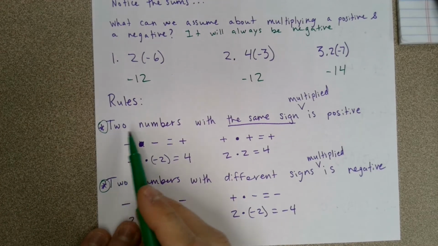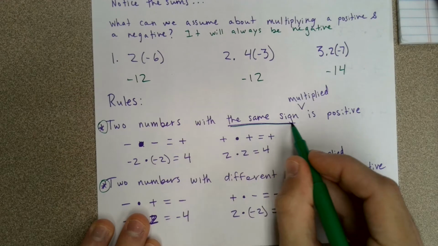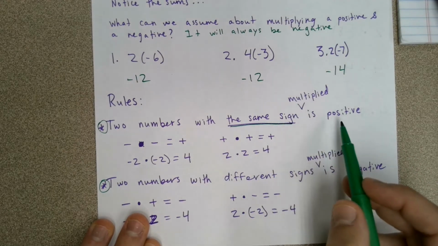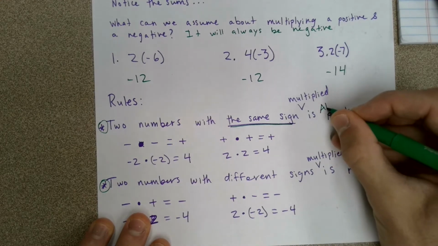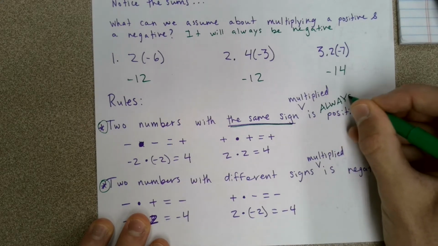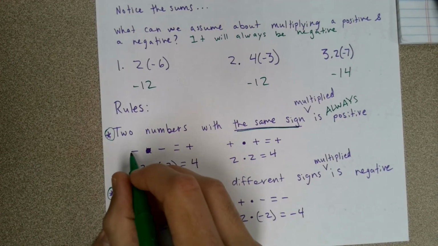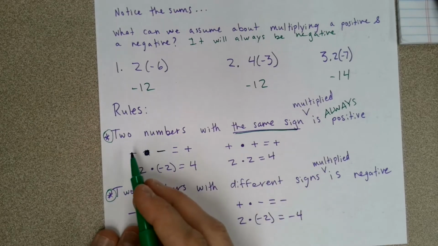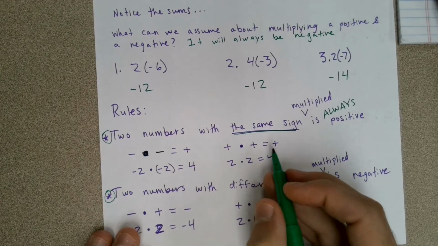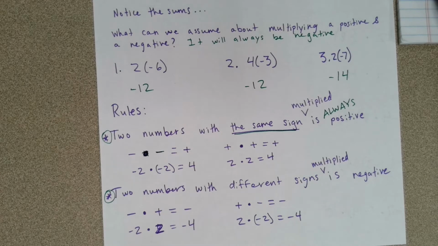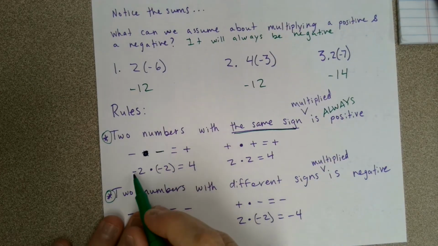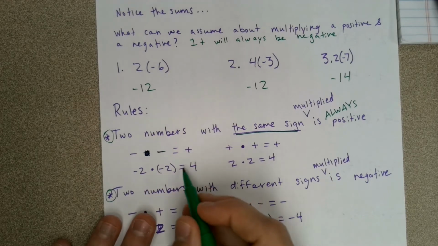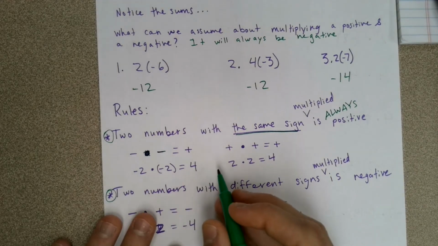So our rule is, 2 numbers with the same sign multiplied, I forgot that in there the first time I wrote it, multiplied is, I'll even add an always, positive. What that means is a negative times a negative will always be positive. They're the same sign. Negative and negative will always be positive, and positive and positive will always be positive when we are multiplying. So looking at our first example, we have -2 times -2. They're both negative. The answer is always positive, +4.